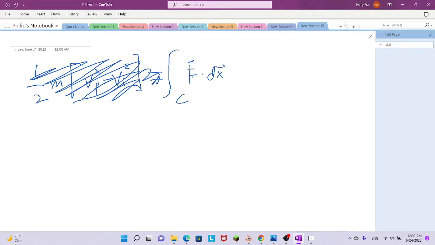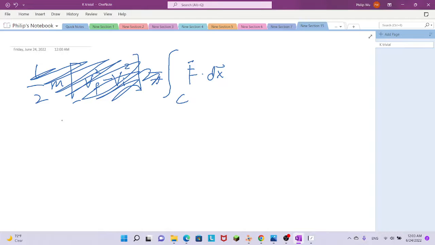And in order to prove that our right hand side of the equation equals our left side, the change in kinetic energy, we're going to have to introduce a concept called parameterizing the position and the velocity of our object.